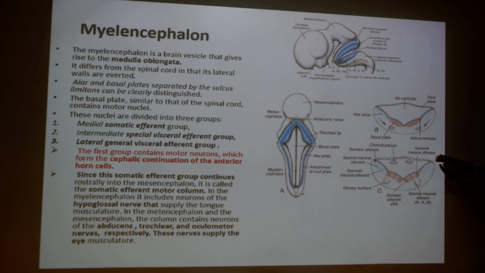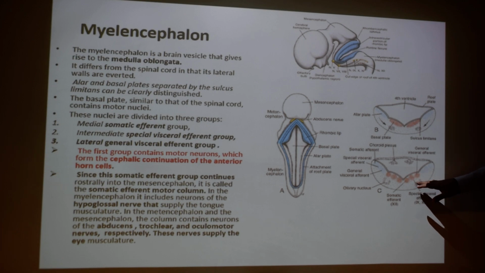So this is how the nuclei are going to come. Basal plate is going to give rise to the motor columns, and we have talked about what the motor columns are. And the alar plate is going to give rise to the sensory columns, and we know what the sensory nuclei are that are going to come out.